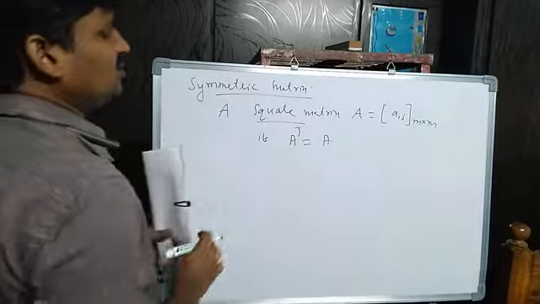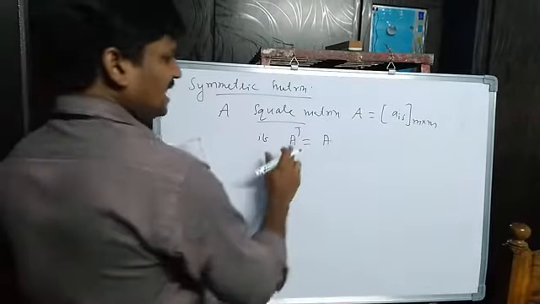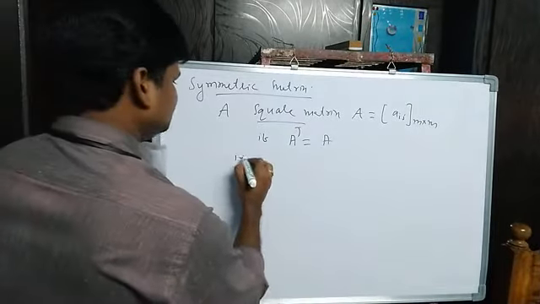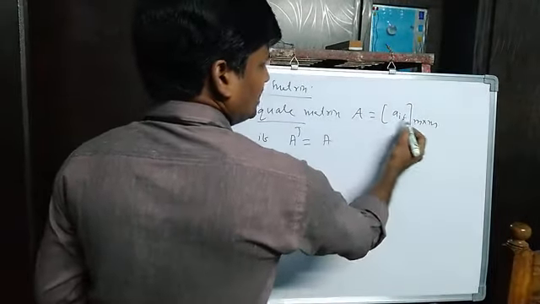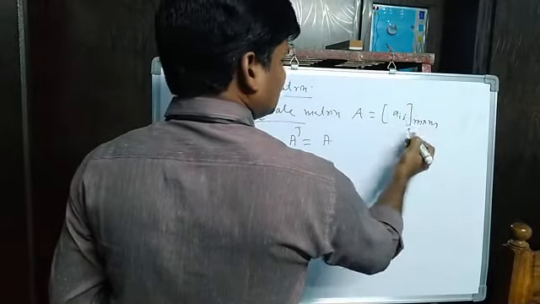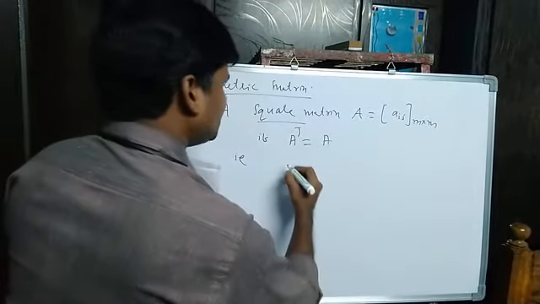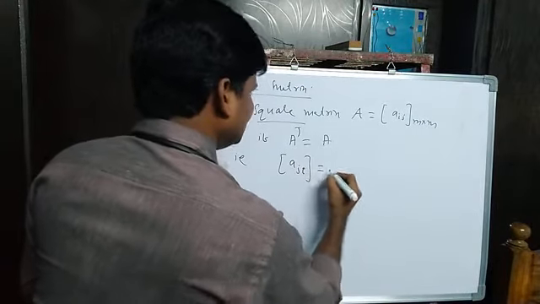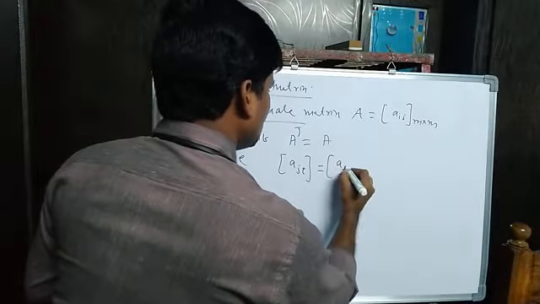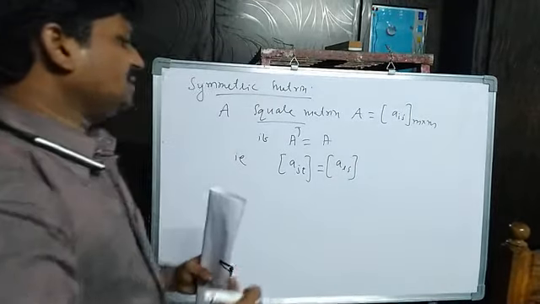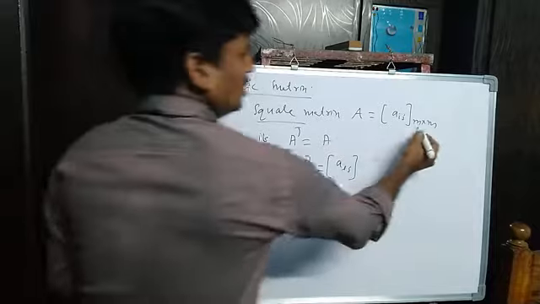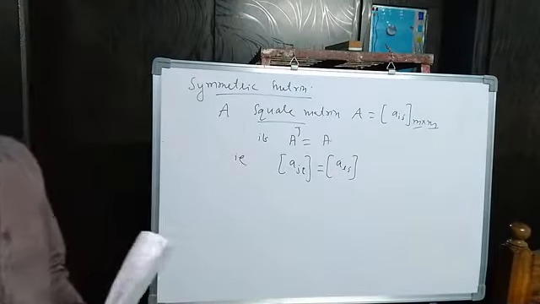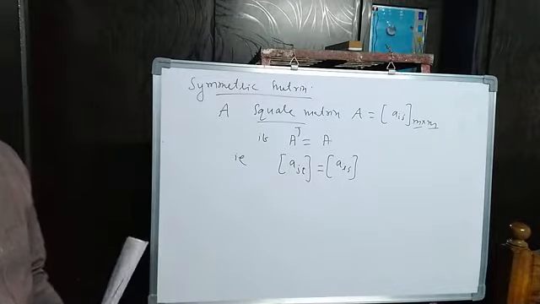Remember, you will say a square matrix is a symmetric matrix if A transpose equals A. What is A transpose here? A = [aij] m by m is a matrix. The transpose of A is [aji]. Matrix A means [aij], both are the same, m by m, that means a square matrix only. It is the definition of a symmetric matrix.